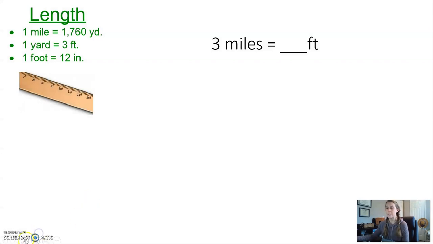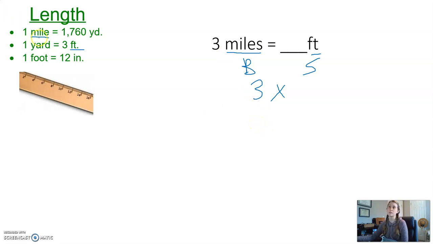Okay, in this problem, we are going from 3 miles and we're going to convert it into feet, miles to feet. Using our conversion chart, I can see that 1 mile is the biggest unit of measurement. We're trying to go from miles to feet, so we know we're going from big to small, multiply it all. So we're going to take those 3 miles and we're going to multiply it.